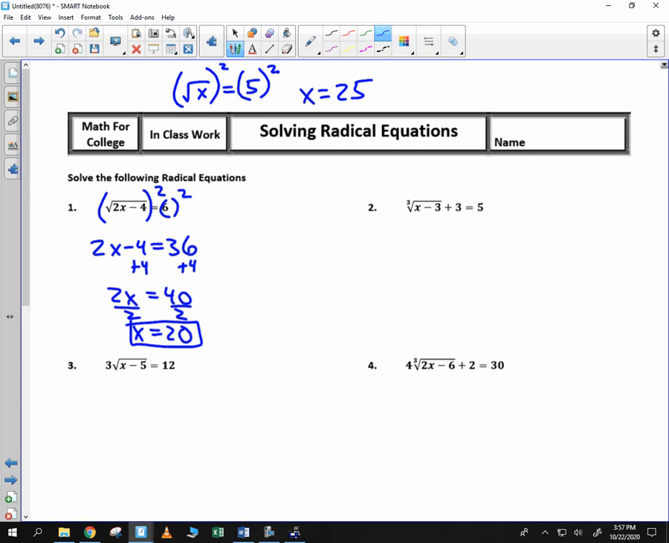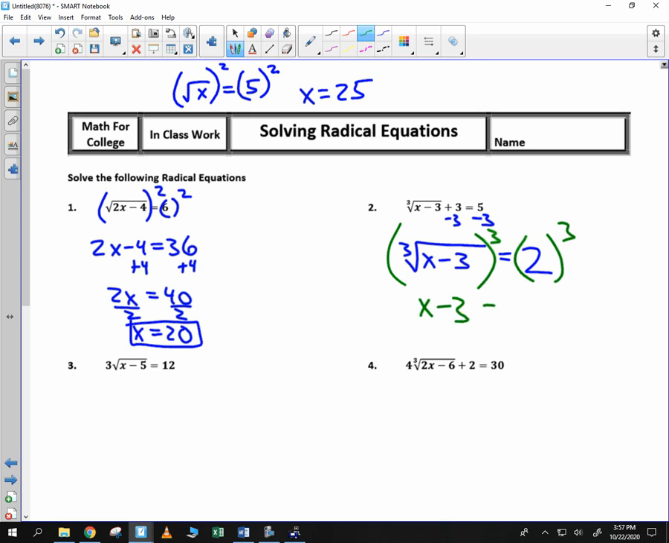The next one is different because we have a cubed root and we have this plus 3. You must first move the 3 over so you have just the cubed root, because we don't want to cube the adding 3 as well. We would just rather cube the 2 on the other side. So to get rid of the cube root, instead of squaring both sides, you cube both sides. When we cube that, we're left with x minus 3, and 2 cubed, that'll be 2 times 2 times 2, which is 8. Add the 3, we get x is 11.